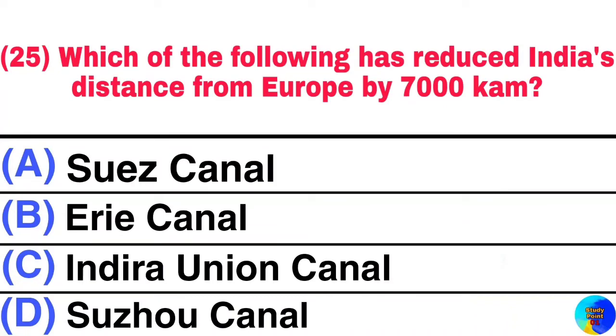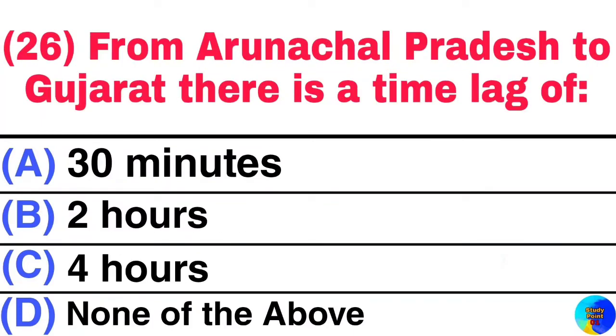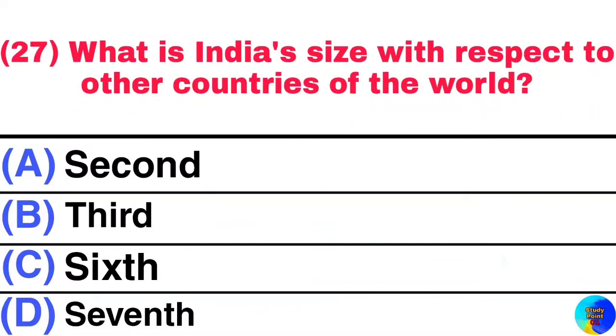Question number 25. Which of the following has reduced India's distance from Europe by 7,000 km? A. Suez Canal, B. Erie Canal, C. Indira Gandhi Canal, D. Suzhou Canal. Answer. Suez Canal. Question number 26. From Arunachal Pradesh to Gujarat there is a time lag of A. 30 minutes, B. 2 hours, C. 4 hours, D. None of the above. Answer. 2 hours. Question number 27. What is India's size with respect to other countries of the world? A. Second, B. Third, C. Sixth, D. Seventh. Answer. Seventh.